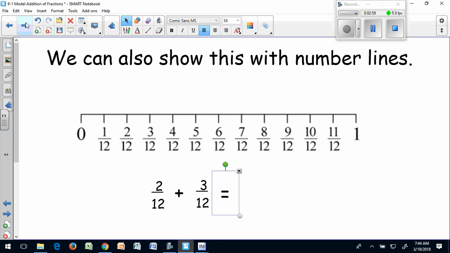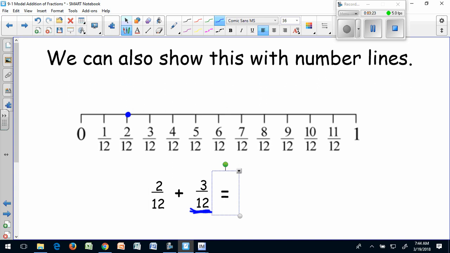We can also add fractions with like denominators on the number line. Just like I use number lines with whole numbers, I'm going to use a number line that's broken down by the fractions I'm adding. My first fraction is 2/12. That's where I'm going to start. I'm going to mark my place on the number line of 2/12. I need to add 3/12. That means I'm going to jump or move forward 3/12.